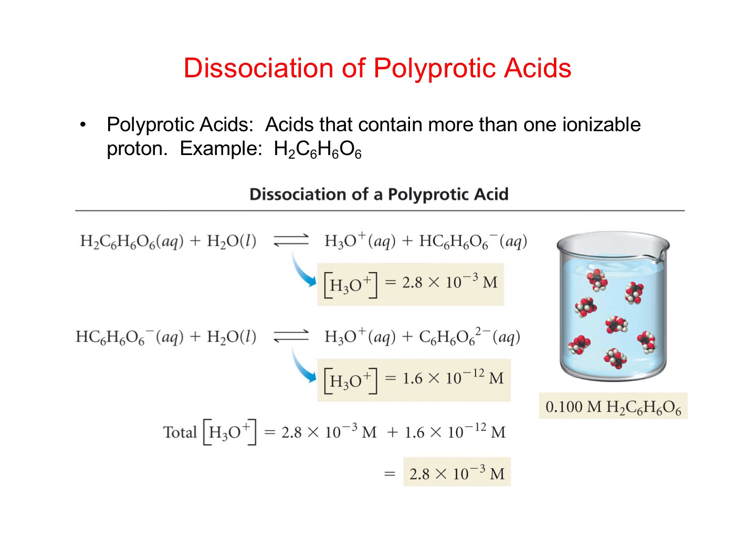So for our purposes, when we deal with polyprotic acids, we only worry about the first proton coming off. The second proton doesn't dissociate appreciably at all. All right, so in the next slides, we'll look at how we calculate the pH of strong acid and weak acid solutions.